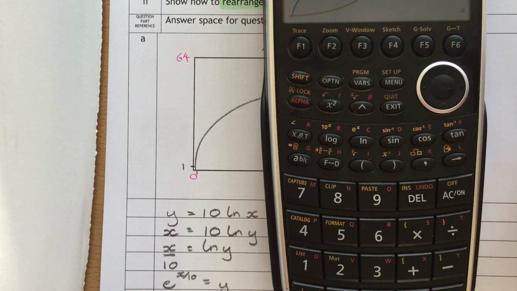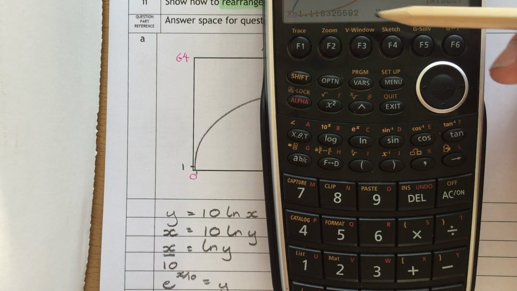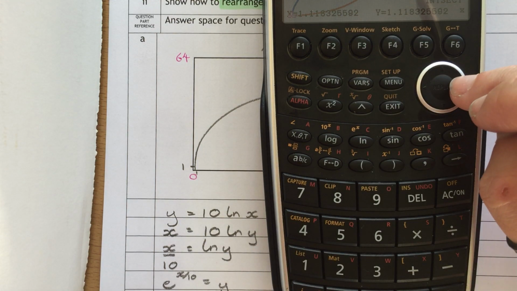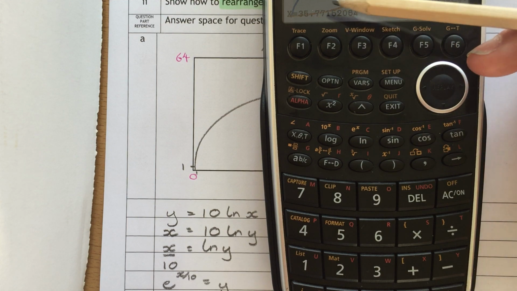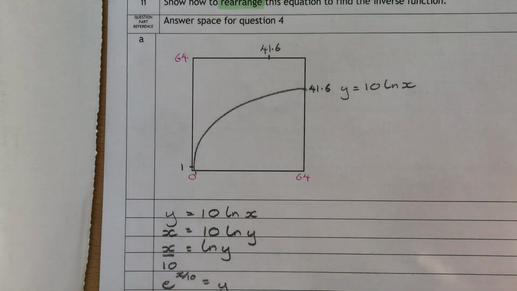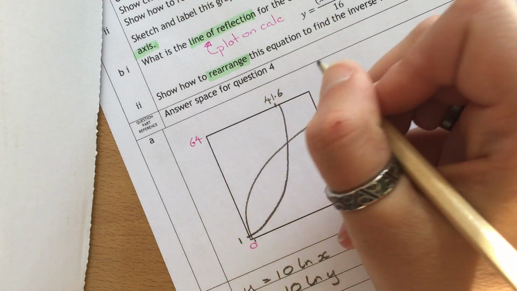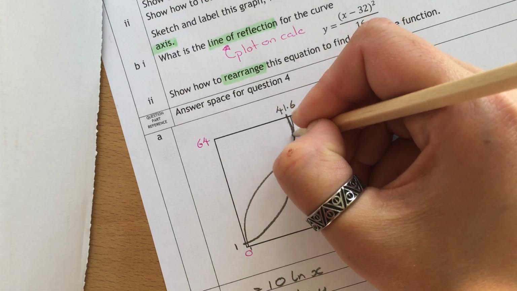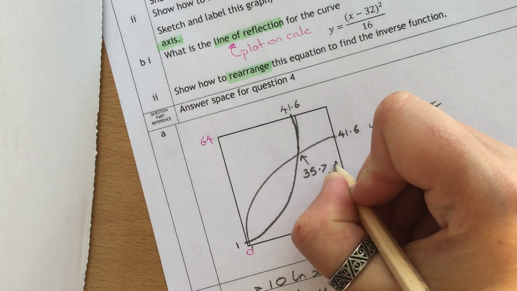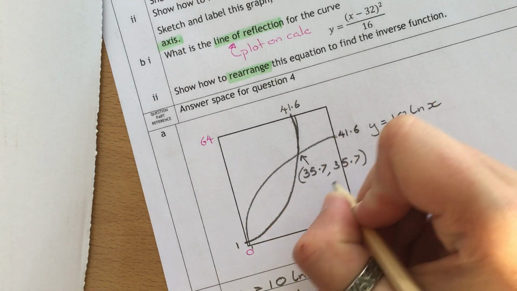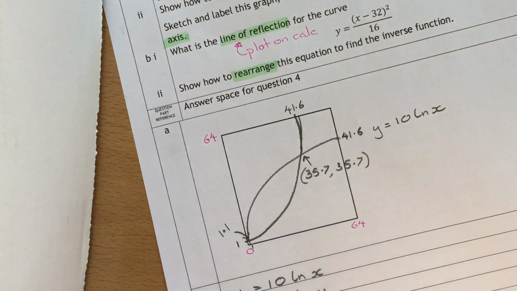So it's got 2 points of intersection, so we can go gsolve intersect, and the first one is at 1.1, so almost immediately, which is what we'd expect, and the second one is at 35.7. So our other one is about there. So that point there is 35.7, 35.7. That point of intersection is at 1.1.